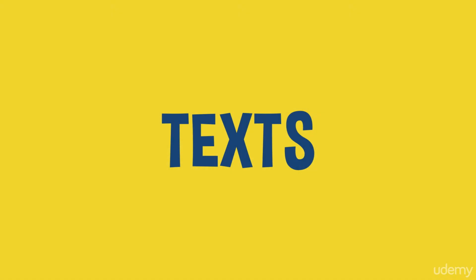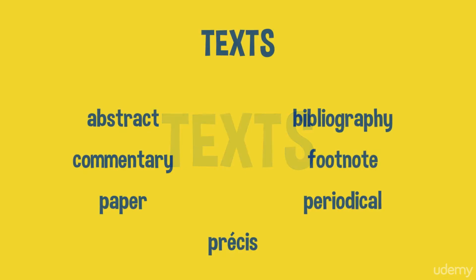So in this lecture we're going to look at 7 words connected with texts, especially academic texts. And these are the 7 words: abstract, bibliography, commentary, footnote, paper, periodical, précis. And here's your first word: abstract.